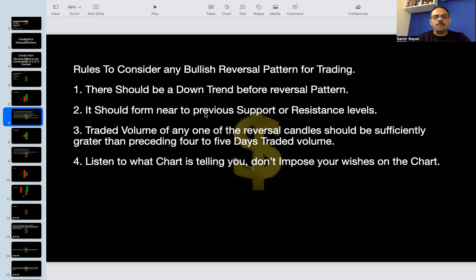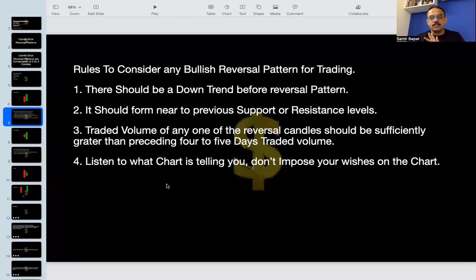Second, it should form near the previous support or resistance level. Not that it forms anywhere in the middle. It is preferably at a similar level. It may not be precisely at the same level as before, but it should be at a similar level. Third, the traded volume of any one of the reversal candles should be higher than the preceding four to five days. I'll show you the example. I'll show the example of everything.